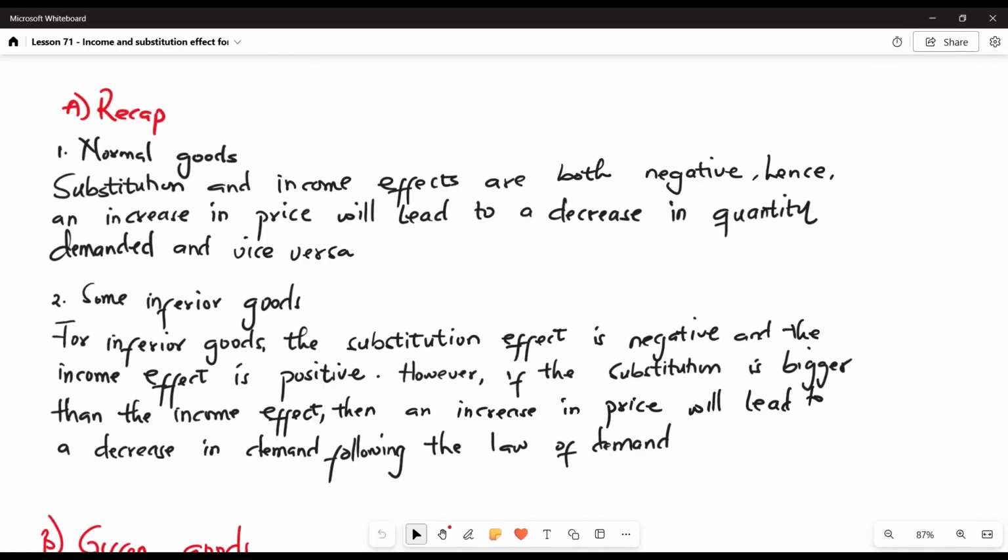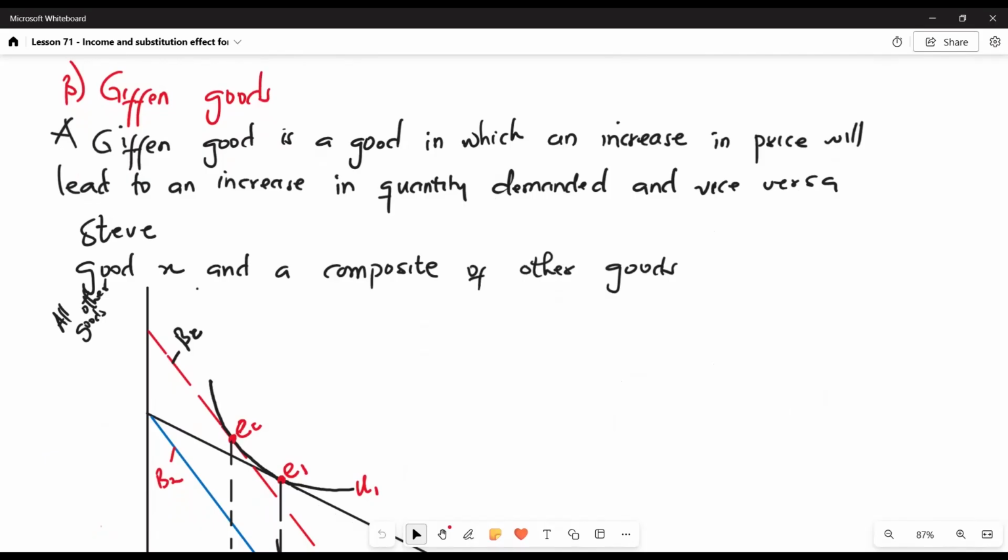So the question we'll be answering today is, what if a good is an inferior good and the income effect is bigger than the substitution effect? Such goods are called Giffen goods. A Giffen good is a good in which an increase in the price will lead to an increase in quantity demanded and vice versa. A Giffen good is an inferior good because it has a positive income effect.